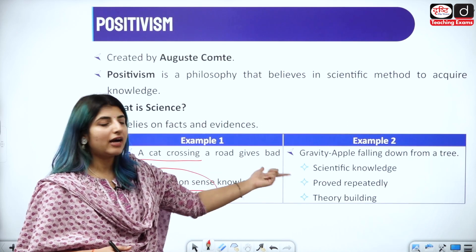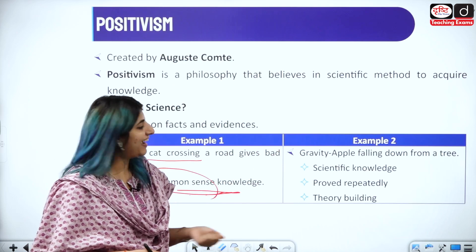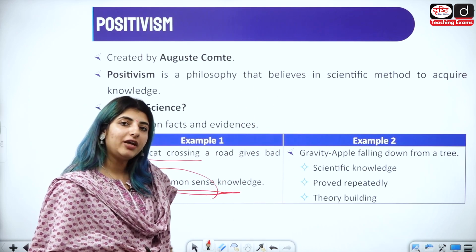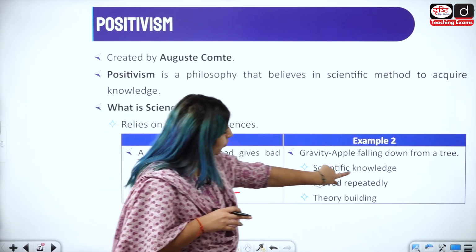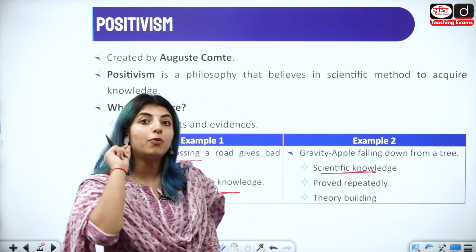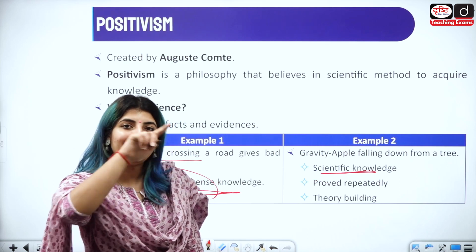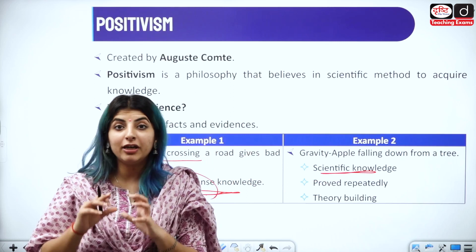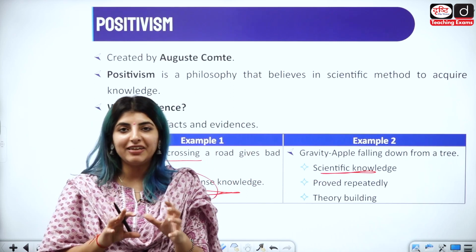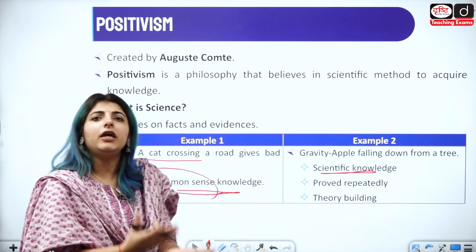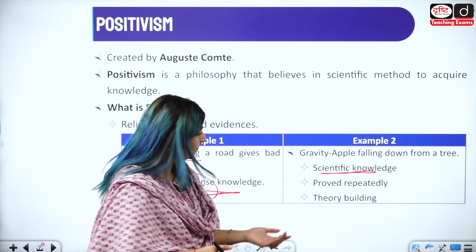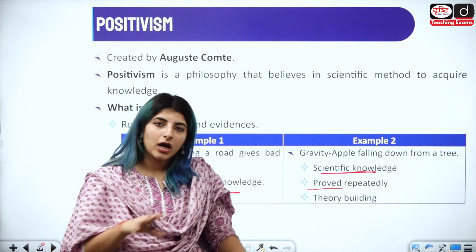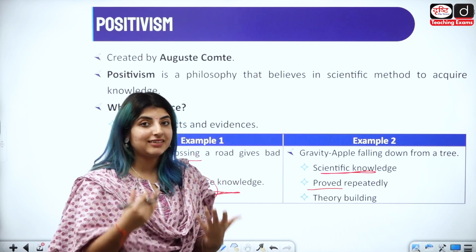Positivists on the other hand are saying, my favorite example again here, gravity. The usage of an apple falling from the tree. This thing was first of all observed by Isaac Newton, and then after careful observation, gaining some factual information, backing up his evidence, he created the theory of gravity. Proven repeatedly. Even today, whatever we want to do, we can still try and test that thing and see.